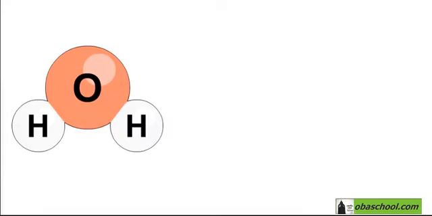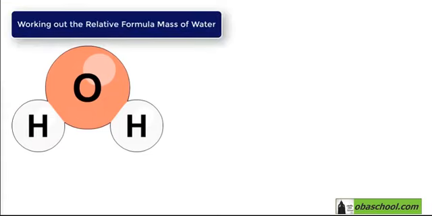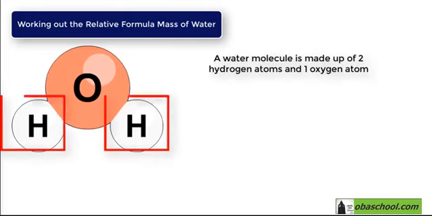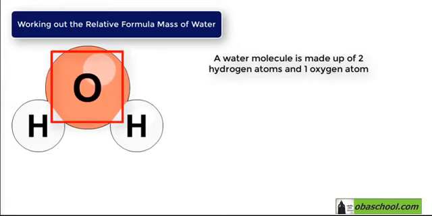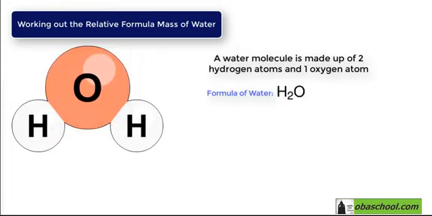Atoms are incredibly small, so imagine trying to weigh one. What we are going to do in this lesson is to try to find out the relative formula mass of water. You see this water molecule? It's made up of 2 hydrogen atoms and 1 oxygen atom. So the formula of a water molecule is H2O.